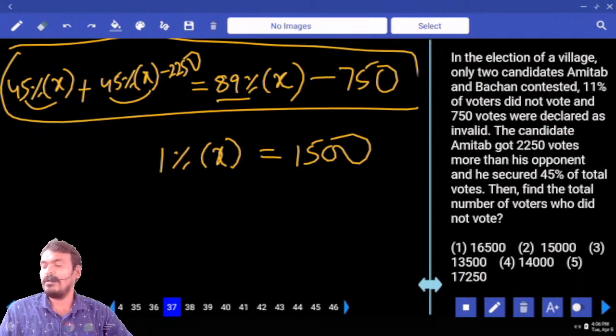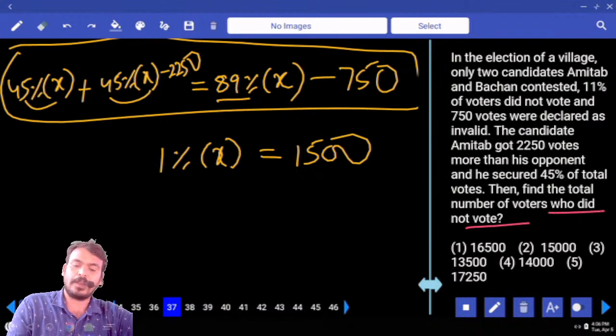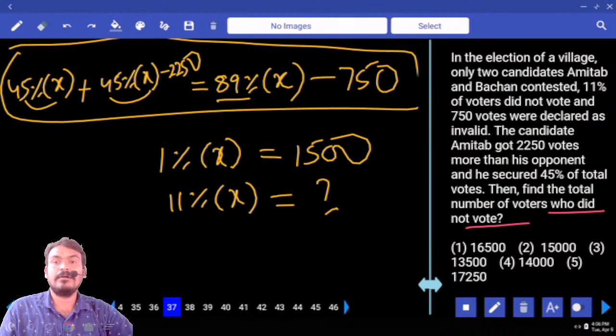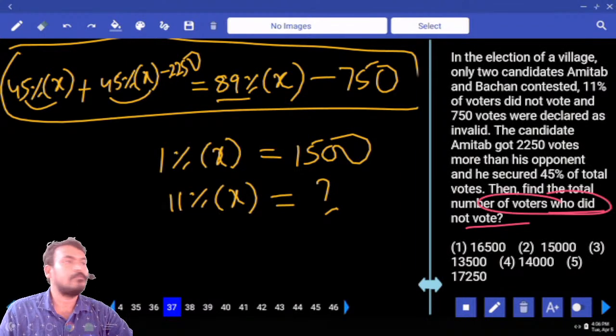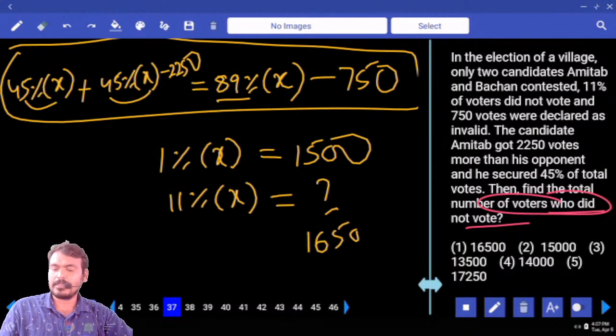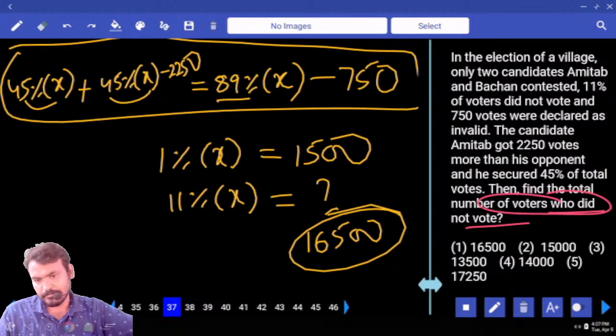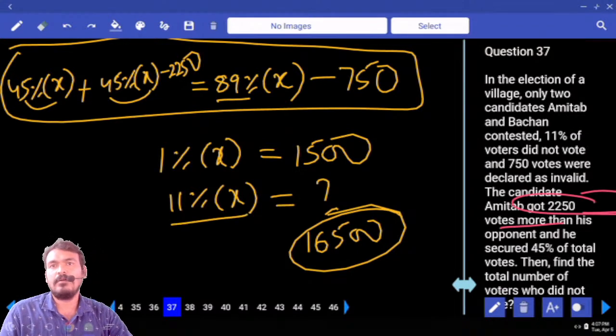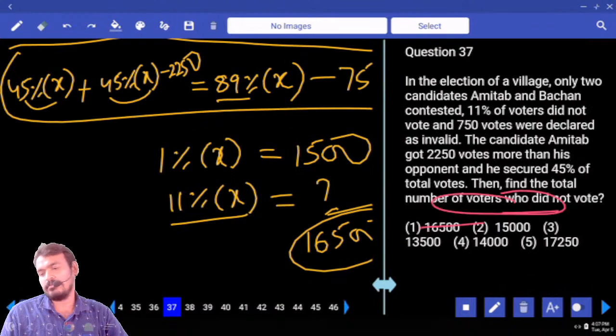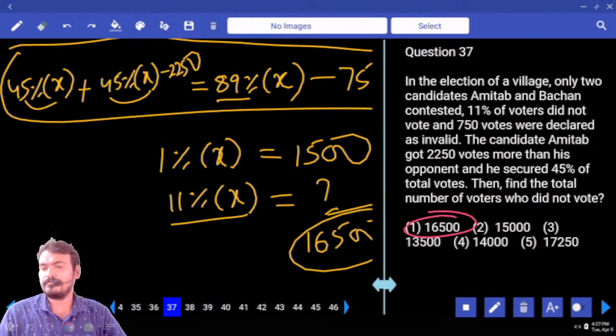What is the question here? Find the total number of voters who did not vote. How much percent do we need? 11%. Directly we require the number of voters who did not vote, which is 16,500. Without solving this, what do we actually require? 11% of X. How many options are multiples of 11? Only one.